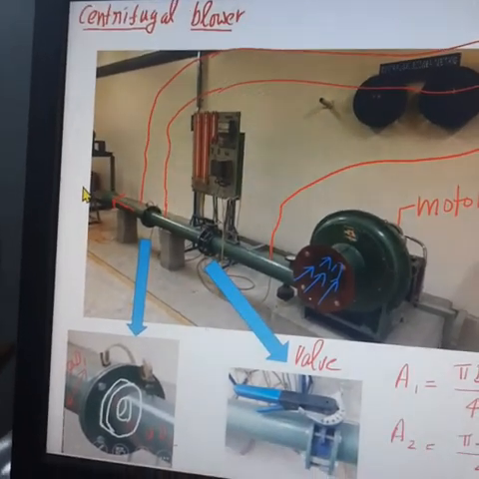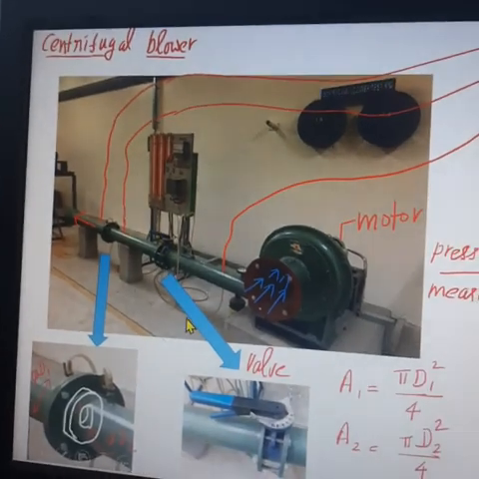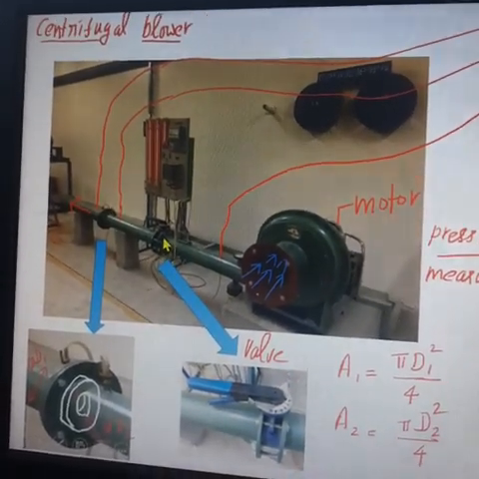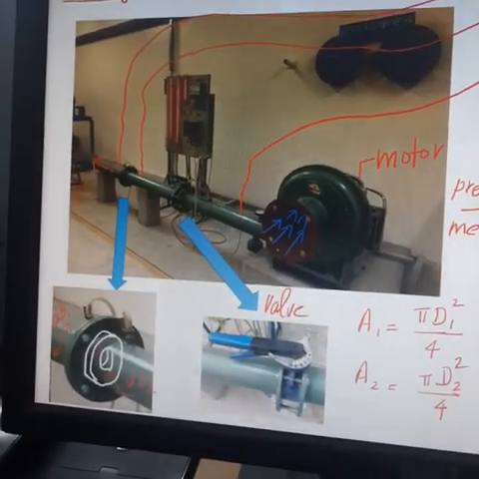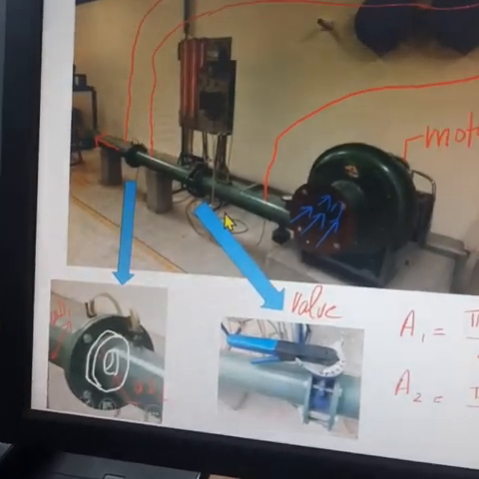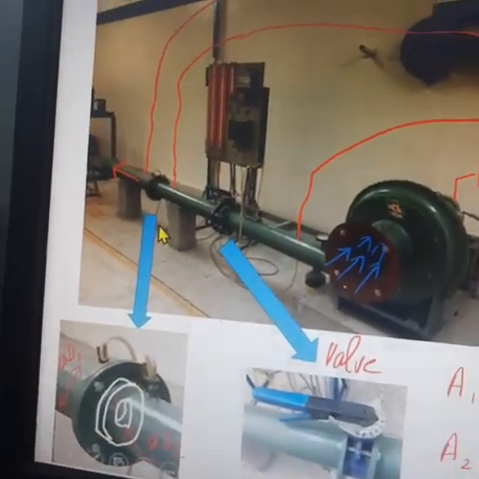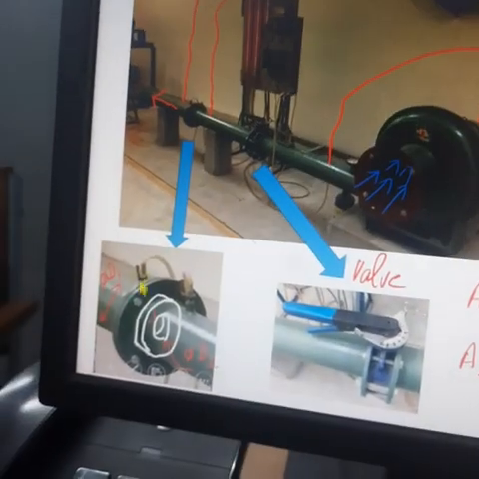So we have to find the efficiency of the blower. For finding the efficiency of the blower, we need to find the output power and the input power. For finding the output power, we have to measure the discharge and the pressure rise. For measuring the discharge, we have fitted an orifice meter along this tube. It is shown here.